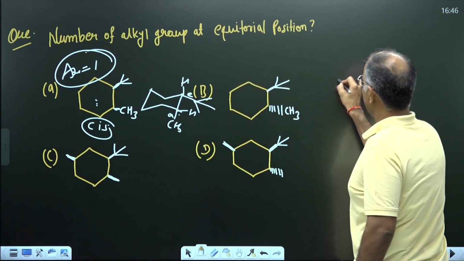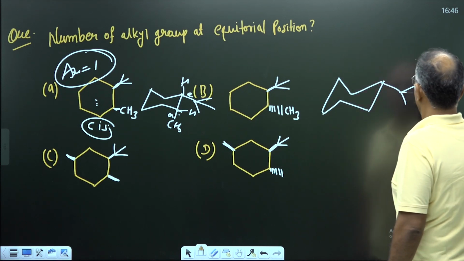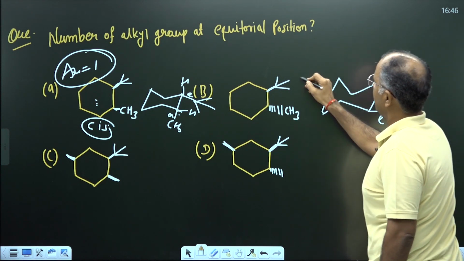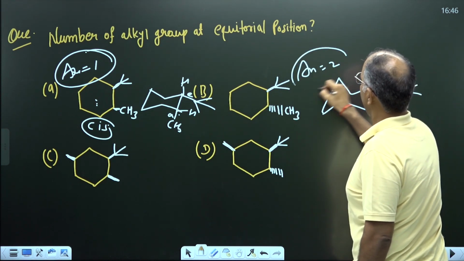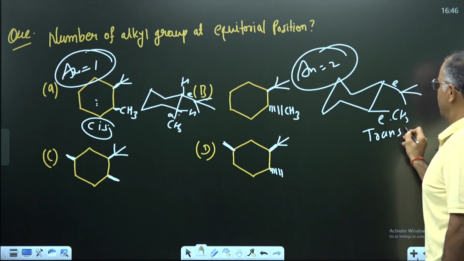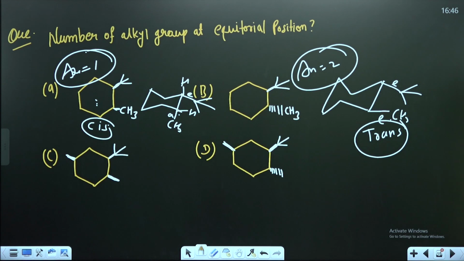In B, this is our trans form. Both are at equatorial position. In this case, the answer will be 2. Now pause the video and try for C and D.